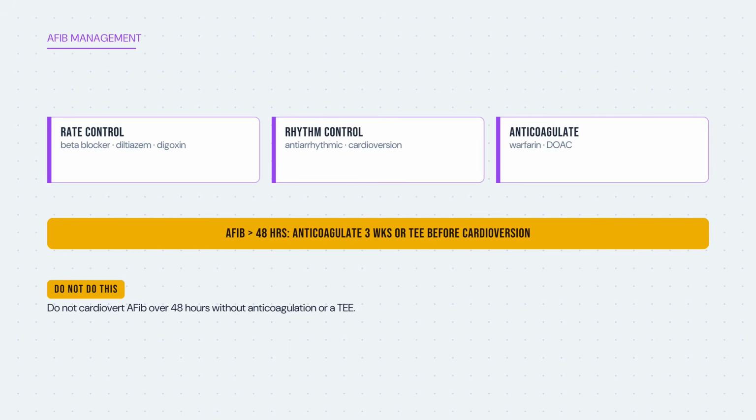If a patient has been in atrial fibrillation for more than 48 hours, you do not just cardiovert them. There may already be a clot in that atrium. And restoring an organized contraction would launch it, so either anticoagulate for about 3 weeks first, or image the atrium with a transesophageal echo to confirm there is no clot.